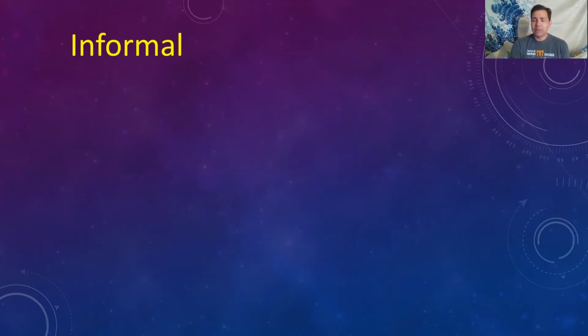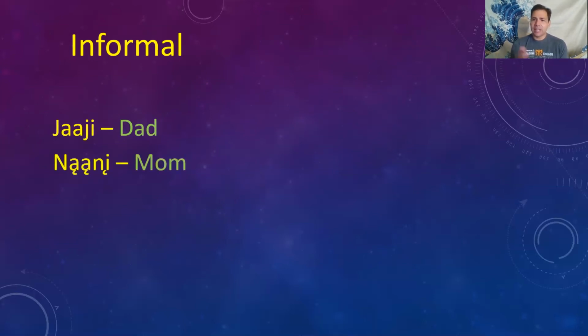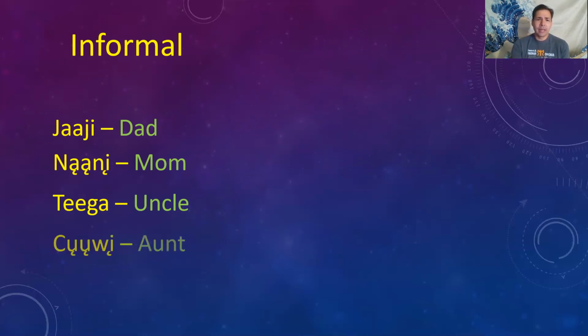So there's also the informal terms. And once again, jaji is dad rather than hianch. Nani is mom rather than hiuni. Dega is the informal term for uncle or for your mother's brothers. So formally we would say hideg. Informally, it's dega. And your father's sisters, your aunt, you would say chui.